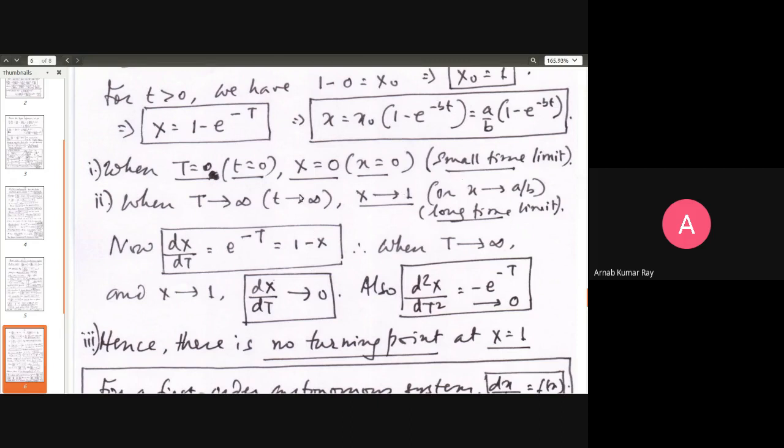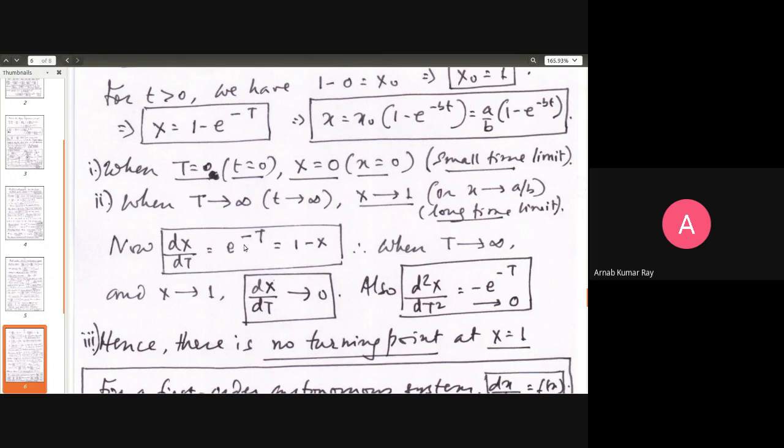Now we will see whether the function has a turning point or not. Does the function have a turning point? What is the characteristic of a turning point? The characteristic of a turning point is that the first derivative will be 0 and the second derivative will be non-zero. So we'll take a look at the first derivative. We have got x as a function of t. What is the behavior of dx/dt?